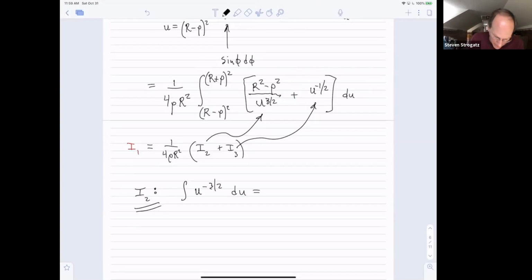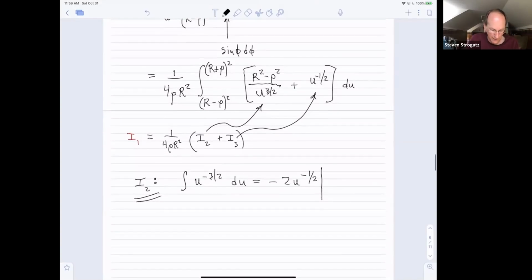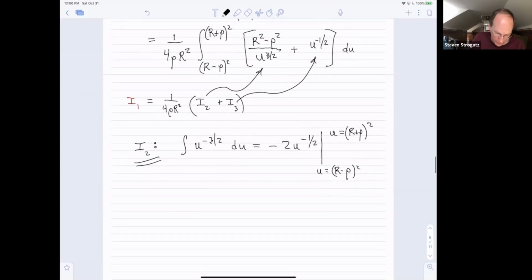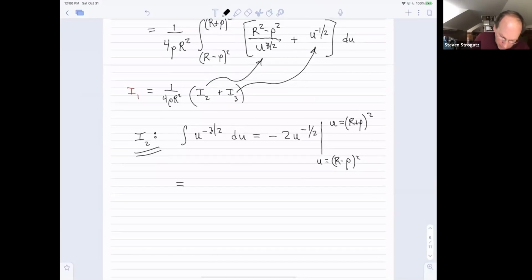That's negative 2 u to the minus 1/2. But now we have to remember what our limits of integration are. They are u equals r minus rho squared, and u equals r plus rho squared. So there's a lot of algebra now. But when I plug that in, I get minus 2.